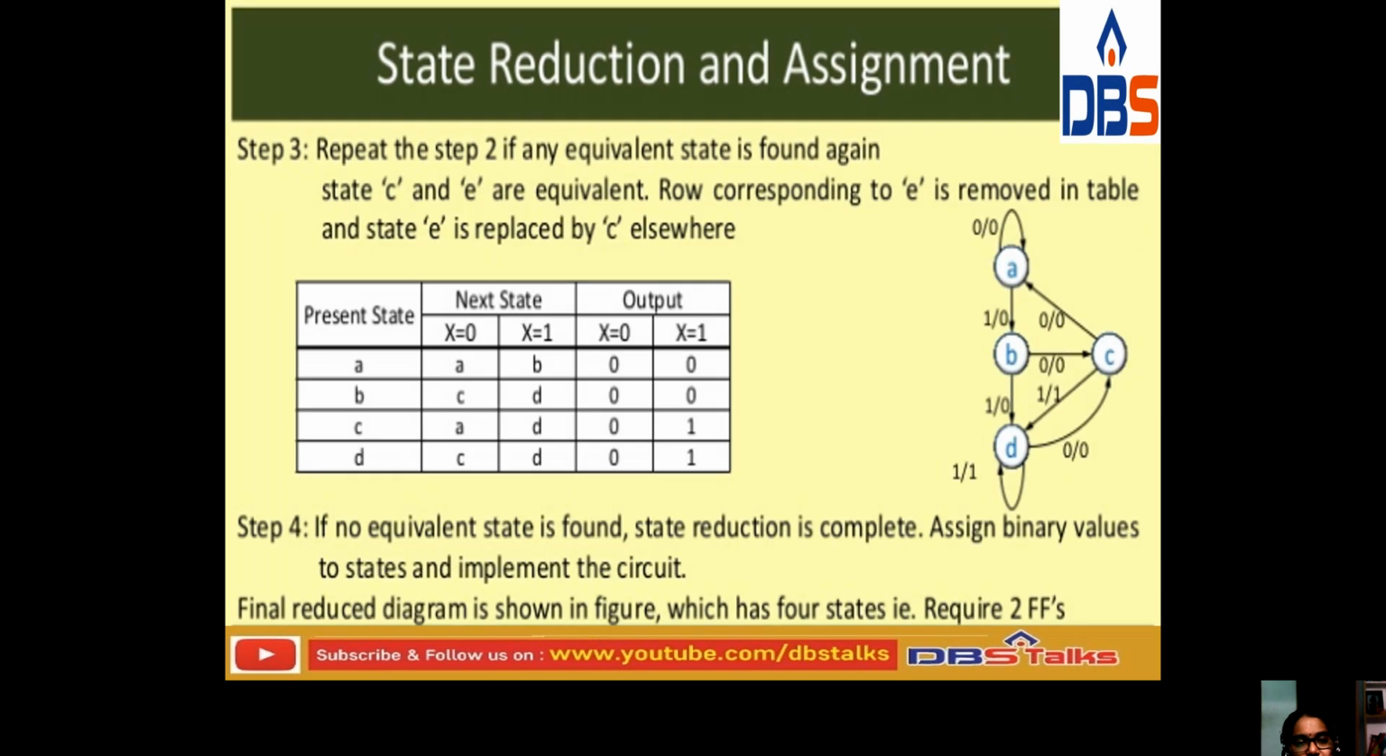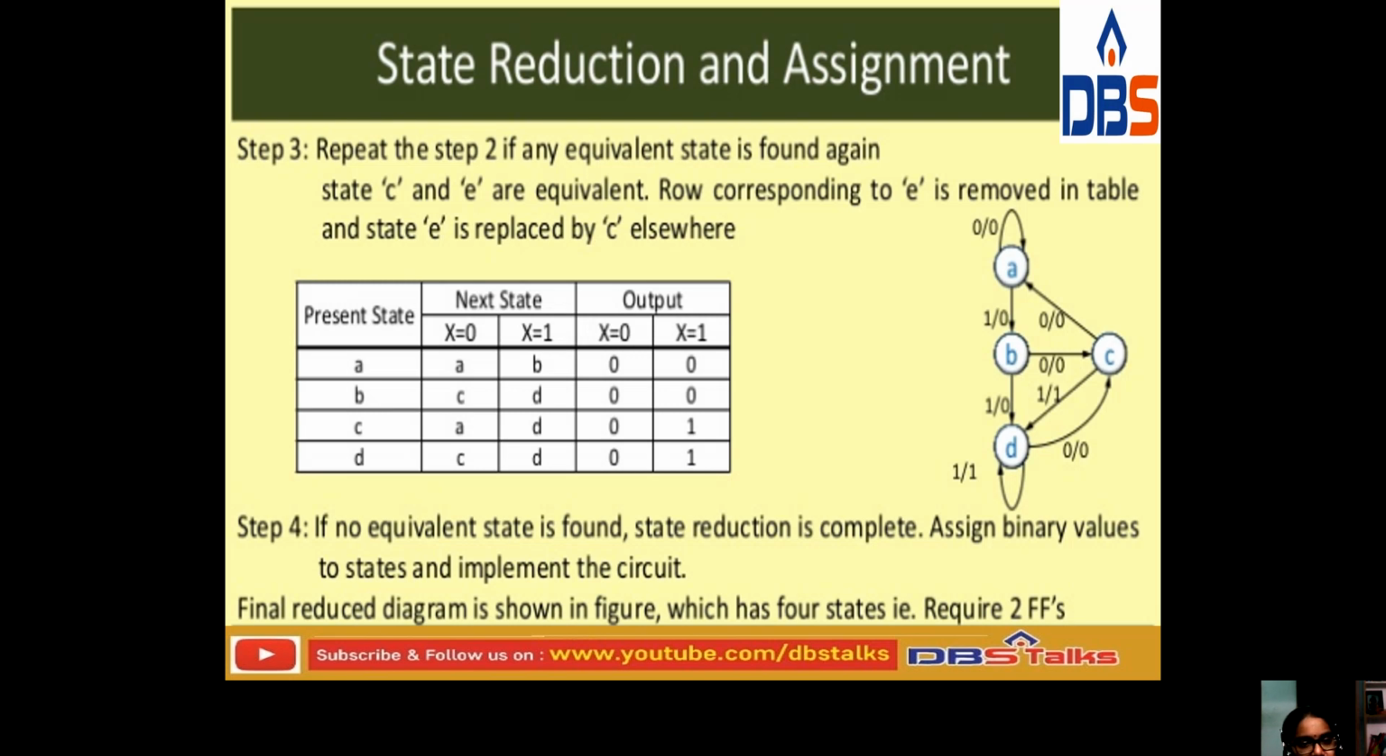If you have observed the state reduction assignment, in the last steps we said that we are going to repeat step 2 if any equivalent state is found again. So if the states C and E are equivalent, the row corresponding to E is removed in the table, and the state E is replaced by C elsewhere. At the present state we have the values A, B, C and D, and in the next state we have the values 0 0, 0 1, 0 0, 0 0, 0 1 and 0 1. This is the output that we are going to get here.